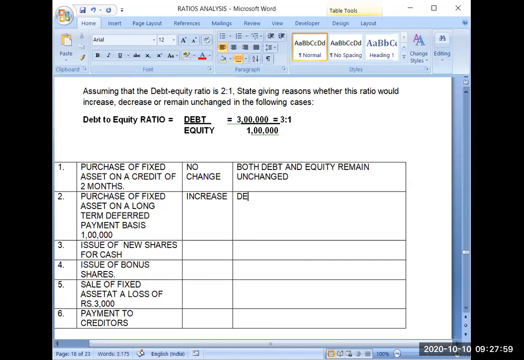Because debt will increase, whereas equity will remain same. Equity will remain unchanged.